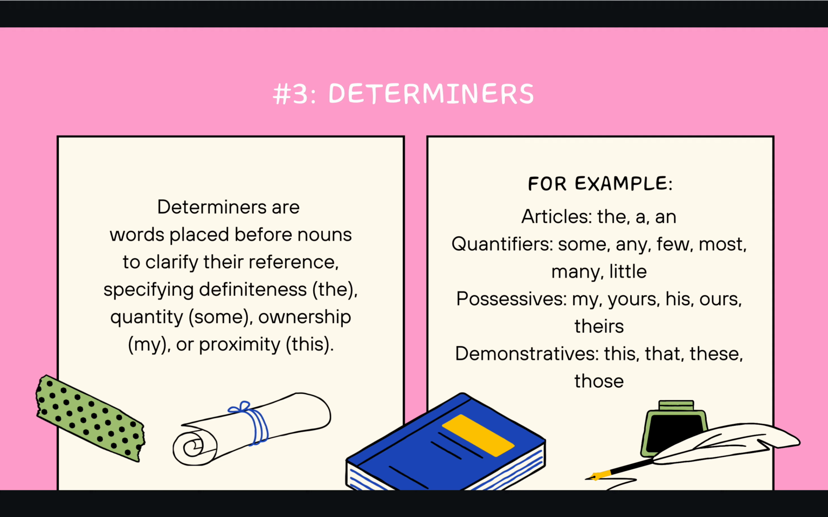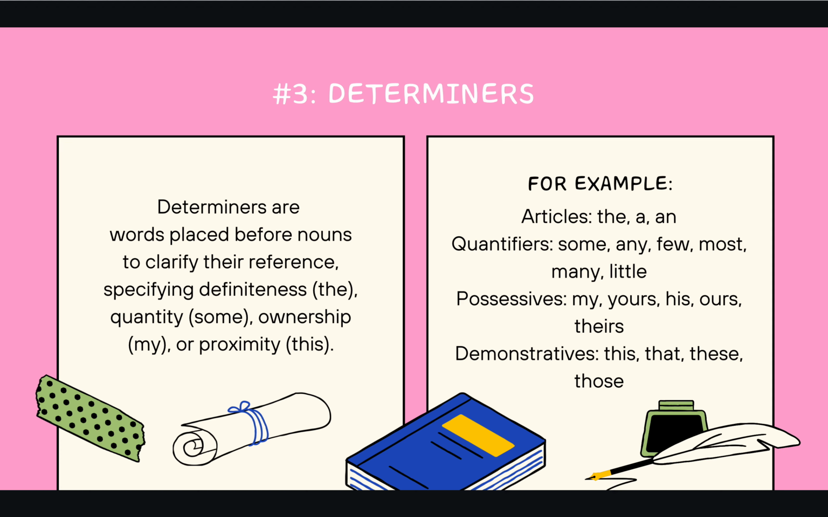So these are kind of tricky, but determiners are words placed before nouns to clarify their reference, specifying definiteness, quantity, ownership, or proximity. So these are just words like the, a, and, just some of these words that we sometimes don't think about. And really commonly something that we see is multilingual writers will omit these words, or they use the wrong form of it because they don't know how to use determiners. They're just very confusing.